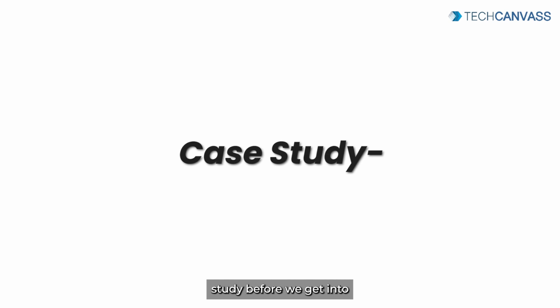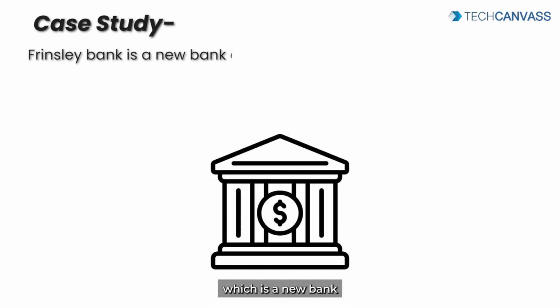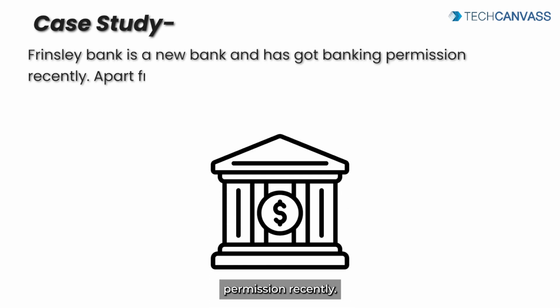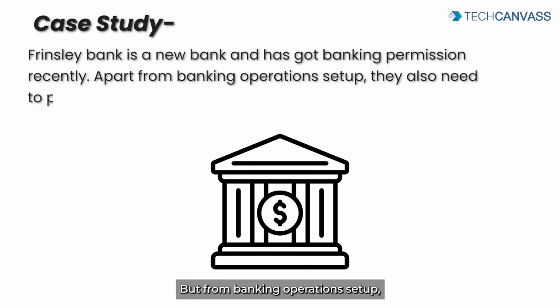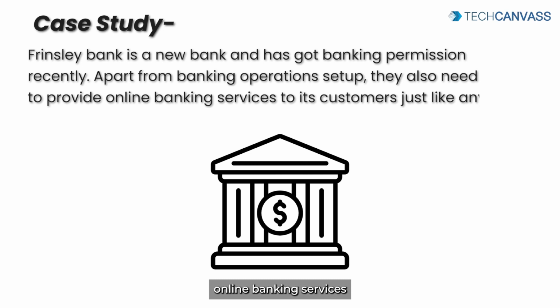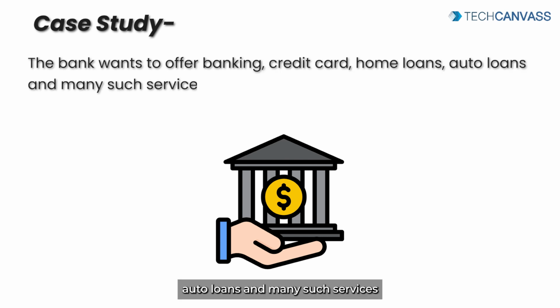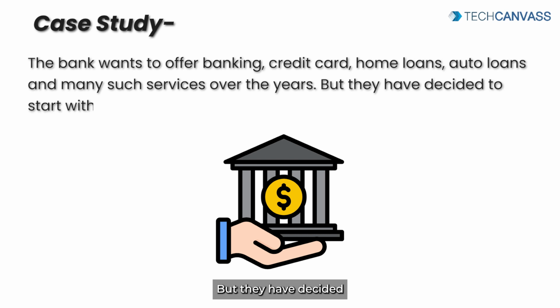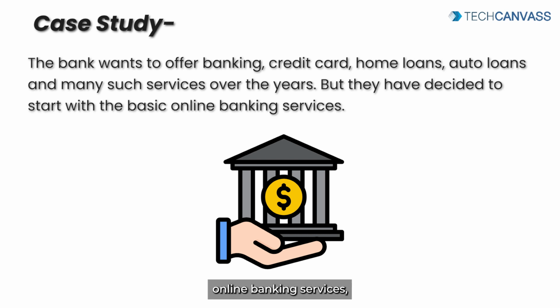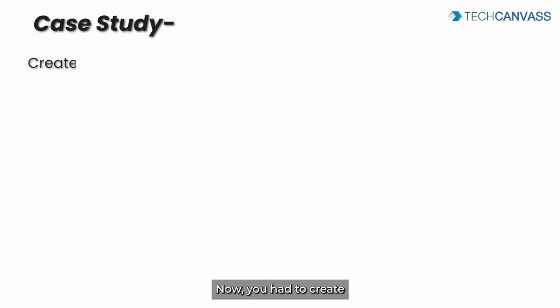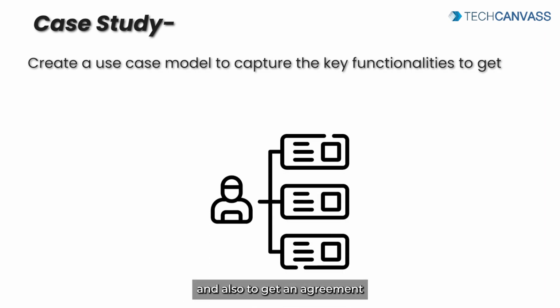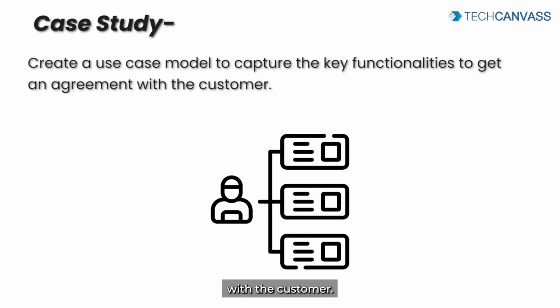Now let's look at the case study before we get into creating the use case model. This is a case study of a bank called Frinsley Bank, which is a new bank and has got banking permission recently. Apart from banking operations setup, they also need to provide online banking services to its customers just like any other bank will do. The bank wants to offer banking, credit card, home loans, auto loans and many such services over the coming years. But they have decided to start with the basic online banking services as they expect a large number of customers to get enrolled. Now you have to create a use case model to capture the key functionalities and also to get an agreement with the customer.